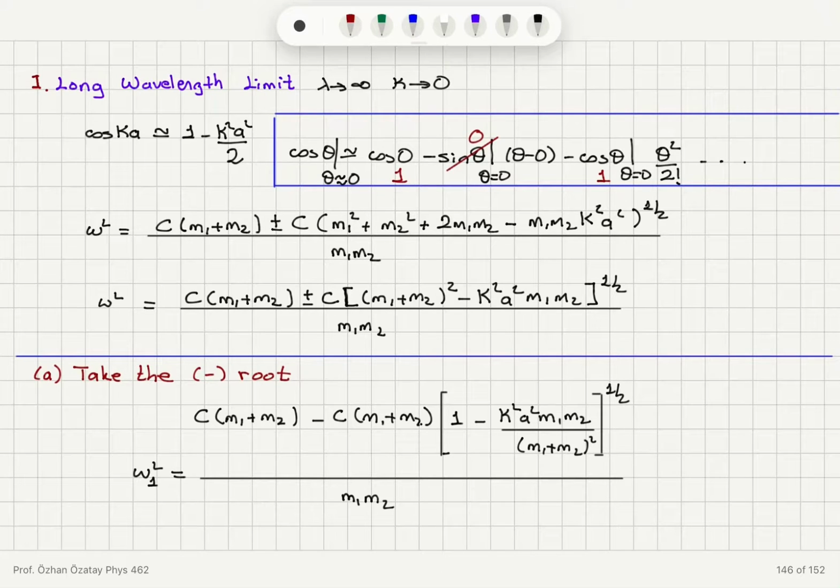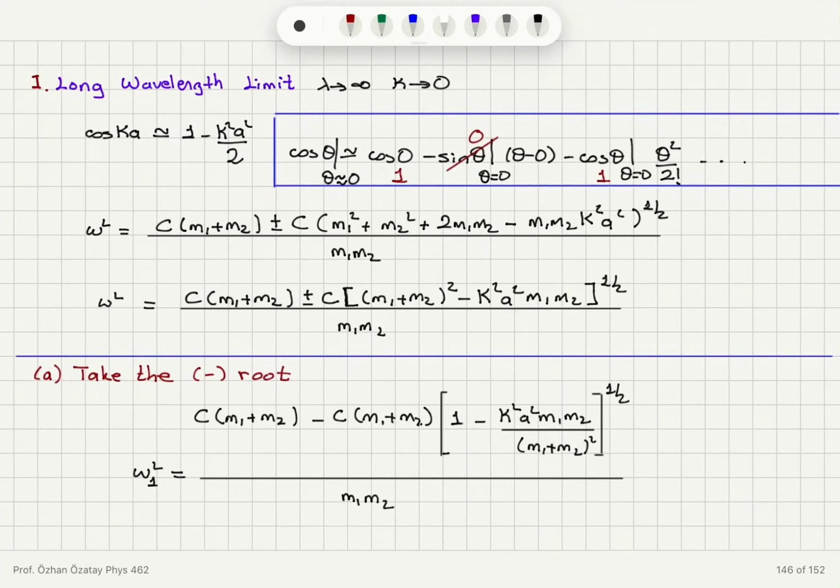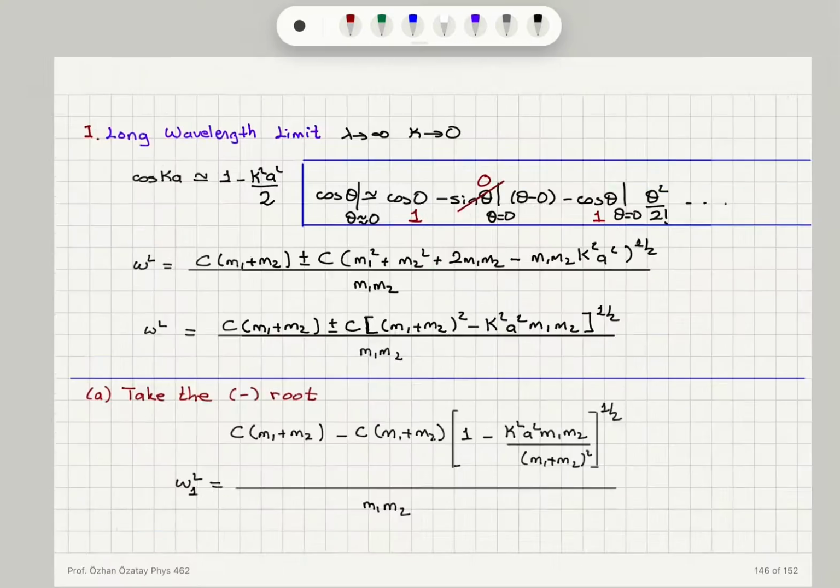Now we're going to analyze these branches that we have obtained for a one-dimensional Bravais lattice with a diatomic basis. So this was our result for omega square, and we're going to analyze the behavior in the middle of the first Brillouin zone. So that's the long wavelength limit. As lambda goes to infinity, k goes to 0.